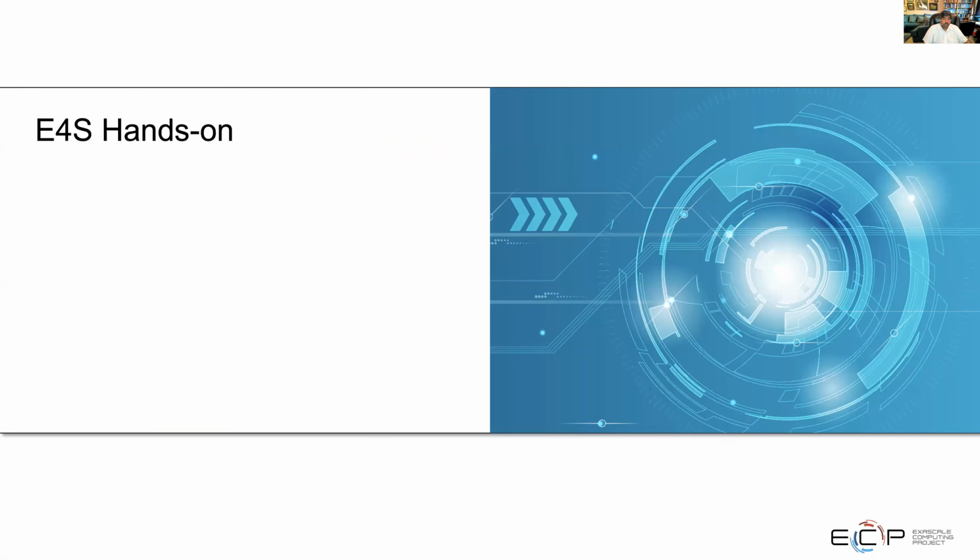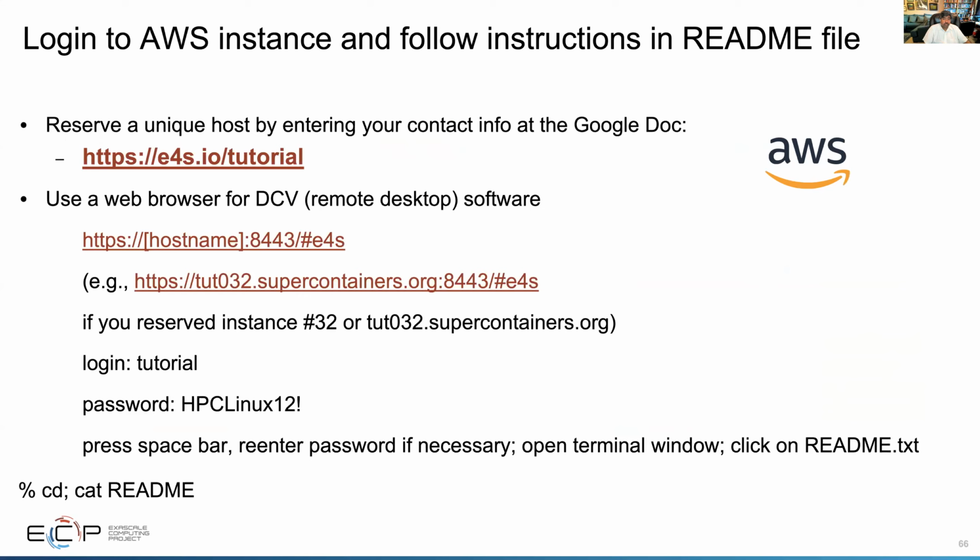Now, in the hands-on session, I request you to all go to this URL, e4s.io/tutorial. And there you'll find a set of these EC2 instances. Please reserve an instance by putting down your name and email address in the table, and that instance will be reserved for you. We have plenty of instances. Even if more people join us, everyone can have an instance.